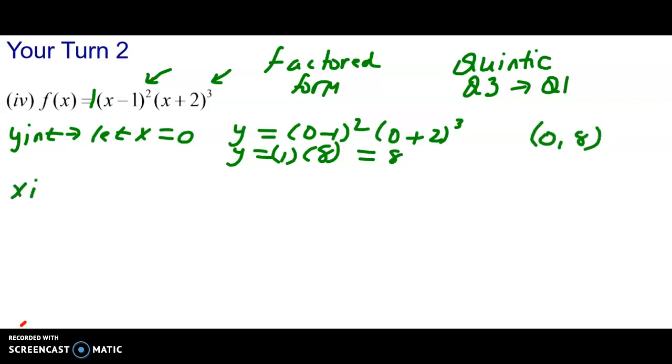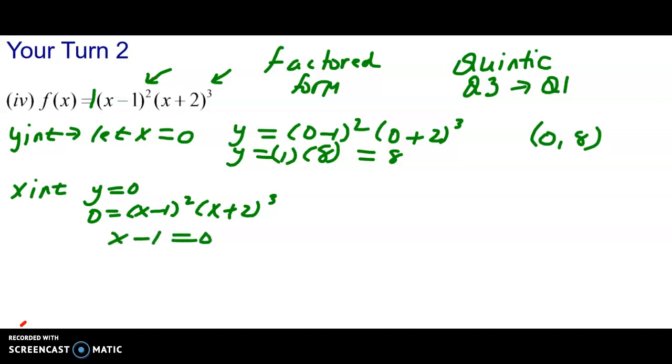To find the x-intercepts, we're going to take the function and set y to be 0. 0 equals (x minus 1) squared times (x plus 2) cubed. Now, we don't have to expand this because it's already in factored form. So we're going to take our factors and set them equal to 0. So we're going to get 1 and negative 2.